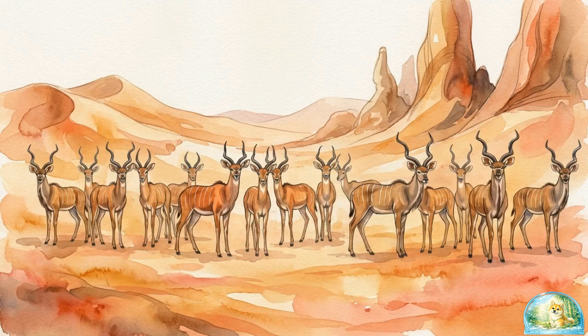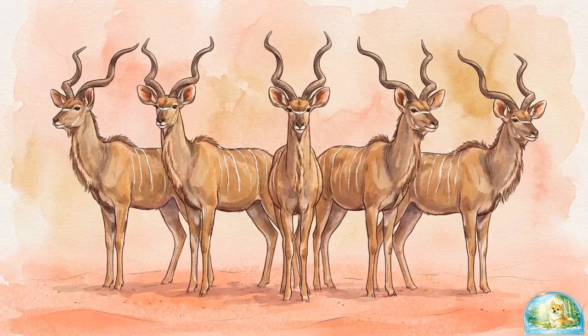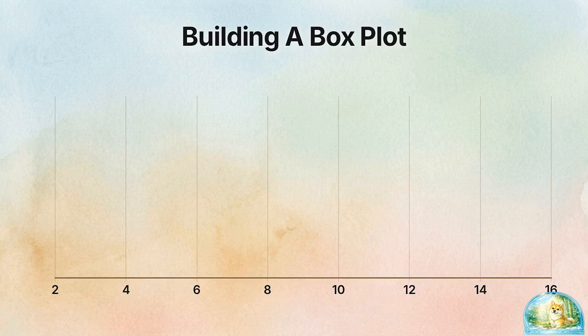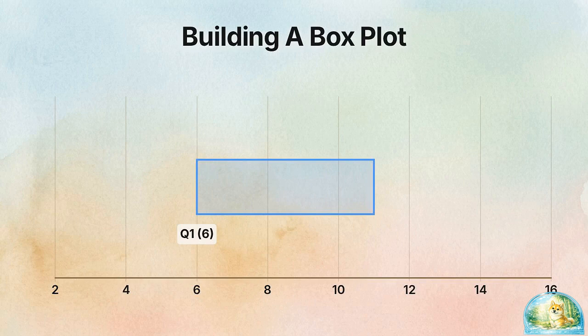Our final tool requires a specific set of numbers called a 5-number summary. Here we have a minimum of 4, a first quartile of 6, a median of 8, a third quartile of 11, and a maximum of 15. To build the box plot, we start with the main rectangle. It stretches from the first quartile at 6 to the third quartile at 11. Inside that box, we drop a vertical line to mark the median, which sits exactly at 8.